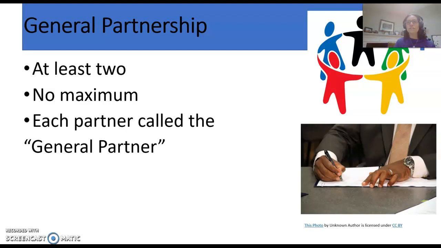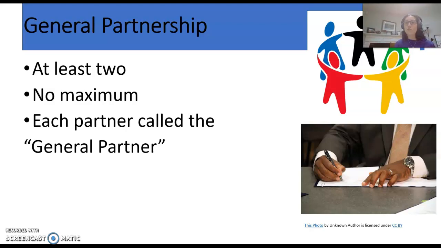Now, in your book, there's also a discussion of other types of partnerships. There's limited partnerships and limited liability partnerships. So do take a look at the different definitions of those entities, but I'm not going to spend as much time, or really any time, discussing those. As I mentioned, these PowerPoints are really just supposed to hit the highlights of what we're talking about.